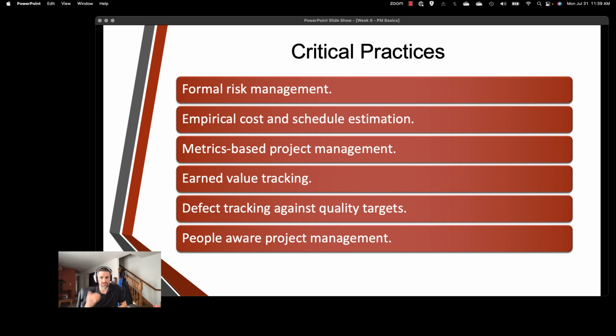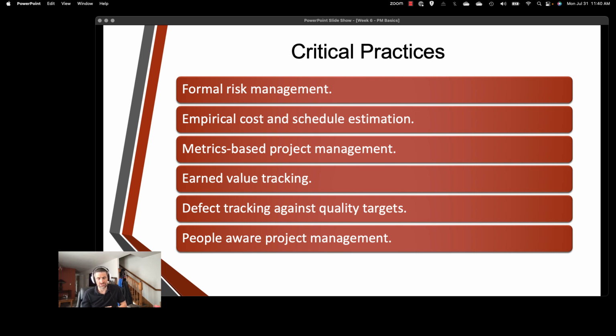Metrics-based project management, utilizing objective measurements and KPIs. KPIs are key performance indicators to monitor progress, track performance, and guide decision-making. I'm a huge data fan. I love using data for everything, and I feel like, especially in software development, having certain KPIs that are monitoring performance and decision-making is very important. Earned value tracking, where we measure project performance by comparing the value of the completed work against the planned value to assess health and make adjustments.